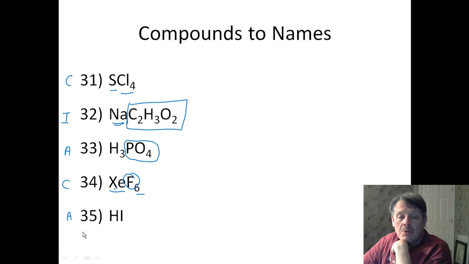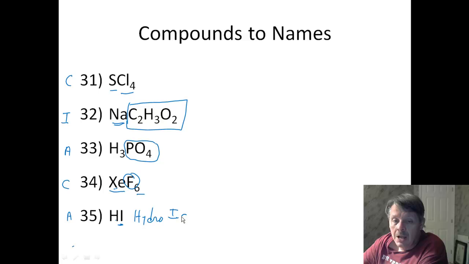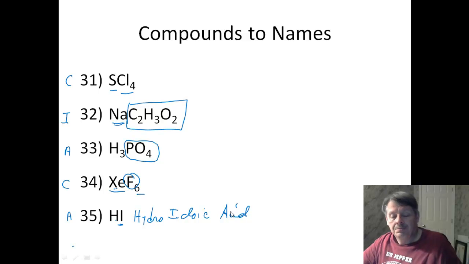And number 35 is an acid. So this is IO, if I think about it, it's on the periodic table. So it's iodine, which makes it iodide. And iodide, IDE, says that it is going to be a hydro-ic acid. This is one of those that's really strange. This is hydroiodic acid. Different people pronounce it different ways, but you get the concept.